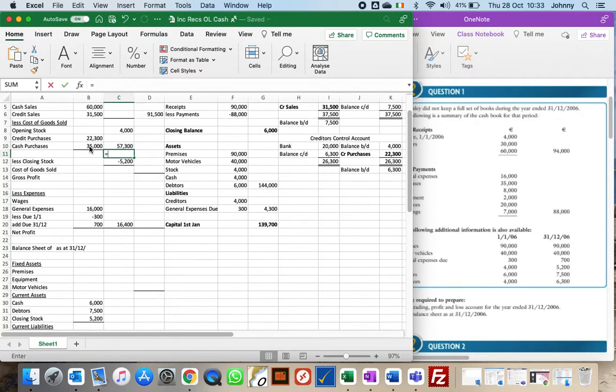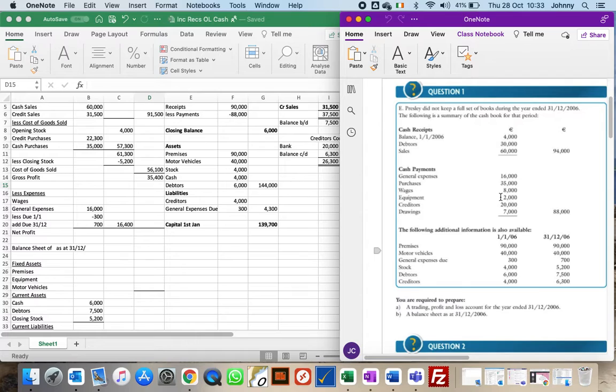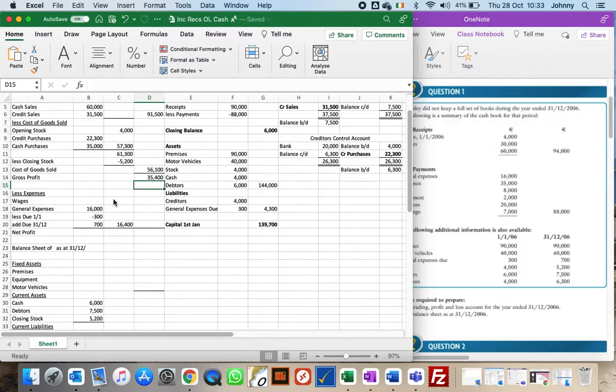Now, to get our goods available, we'll have our opening stock plus our real purchase, our total purchase figure, take away our closing stock, and that gives us our cost of goods sold. And then we'll subtract our cost of goods sold away from our sales, and that will give us our gross profit, 35. Fantastic. Now, our expenses. So we got wages here is listed as an expense.